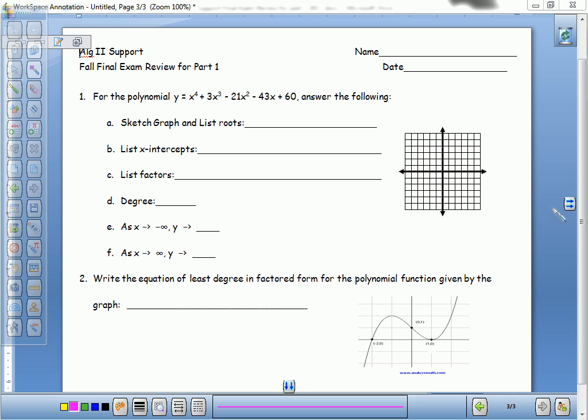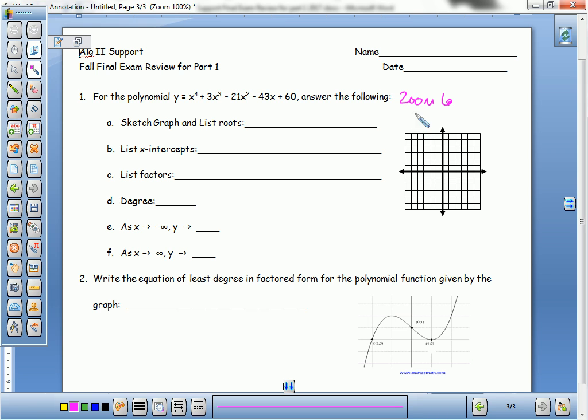Okay, so let's type in that equation. I'm going to type with you. So we've got x to the 4th. And if you're not real sure how to use a calculator, now's a good time to start asking those questions. Plus 3x to the 3rd minus 21x squared minus 43x plus 60, and then hit Zoom 6. Remember that Zoom 6 takes you back to a nice screen. Zoom 6 gives you a good screen.